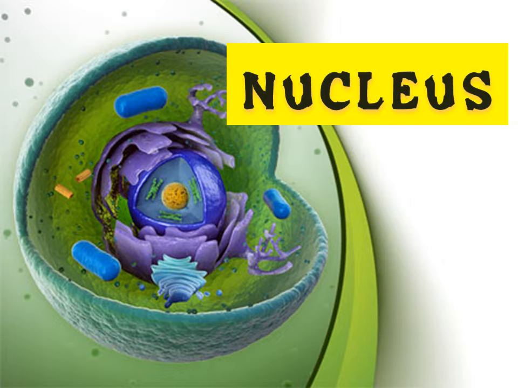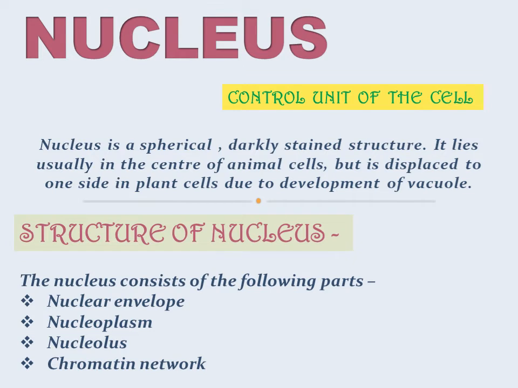Every part of cell is equally important, but we can say that nucleus is the most important part of the cell, as it is also known as controlling center of all the activities of cell. So let's have a look. Nucleus, it is a control unit of cell.